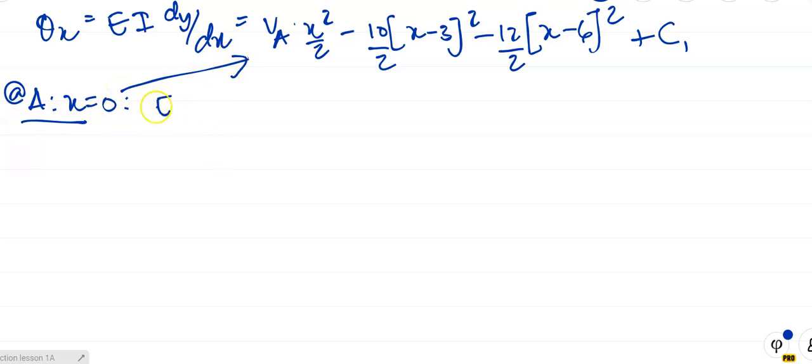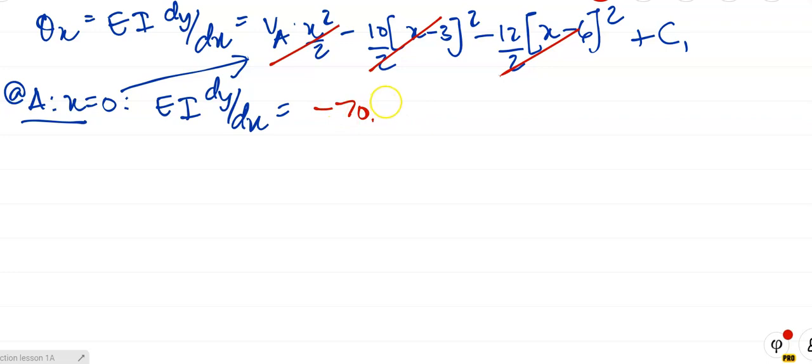Okay, so EI times dy/dx, that's going to be 0 minus 3, so when x is 0, it's naught. Okay, we set it to 0. Naught minus 6 is minus 6. That's negative, so 0. And what's C1 equal to? Oh yes, C1 is equal to minus 70.625. Minus 70.625.